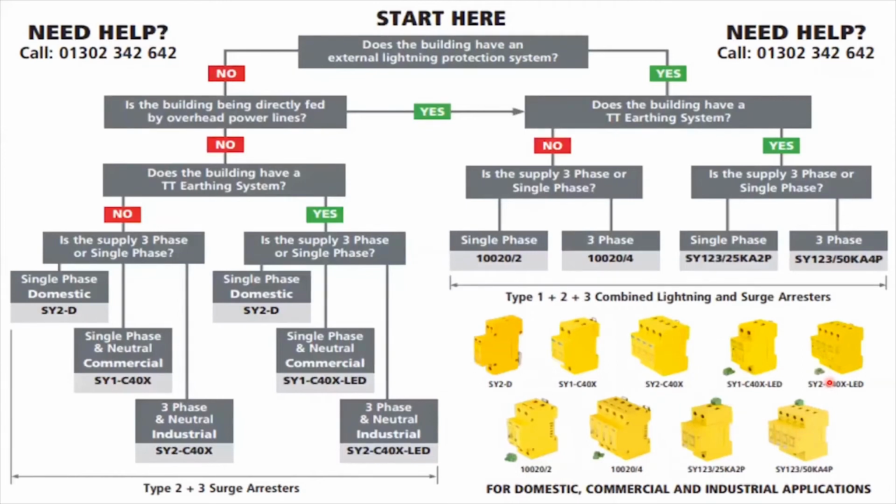So we do have a flow diagram to make this a little bit easier for you. So you can go through your important questions and it will give you a part number at the end. So working out, do we need a type 1 device by asking if we've got a lightning protection system or overhead lines. We then have to consider the earthing system at the installation because that's extremely important with device selection. And then we go, is it single phase or 3 phase?